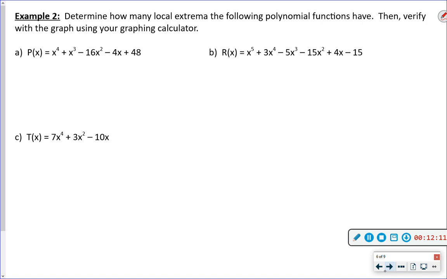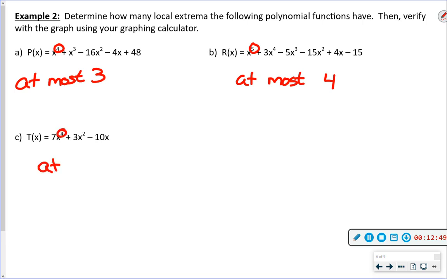Determine how many local extrema the following polynomial functions have, then verify with the graph on your calculator. I'm not going to verify them all. We'll verify one, just for our due diligence. So I'm looking at the degree. Highest degree, of course, 4. 4 minus 1 is 3. So I'm going to say at most 3. Same thing with 5: 5 minus 1 is 4. There's at most 4. And 4: 4 minus 1 is 3. I don't really know why we're doing 3 examples of those.